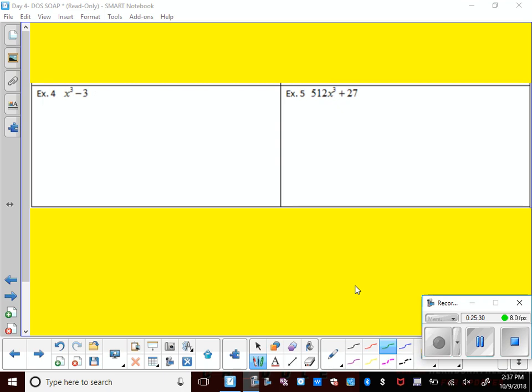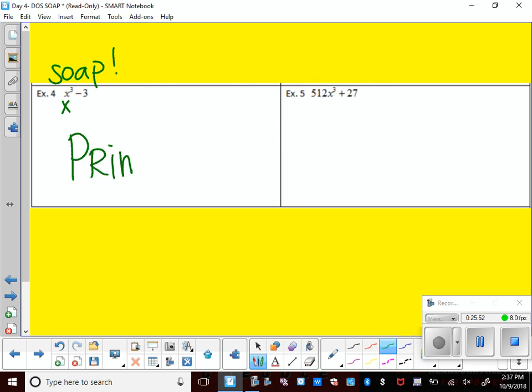Example 4. Okay, I have a binomial. I have a cube root, so I know it can be SOAP. The cube root of x cubed is x. What's the cube root of 3? Did we get a perfect cube for that? No. So my answer is what? Prime. You can't do it.